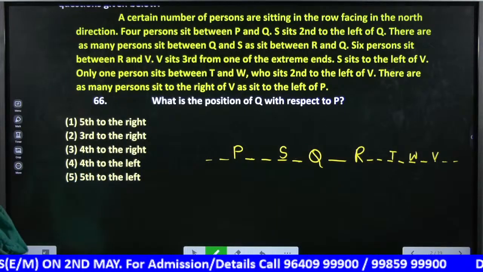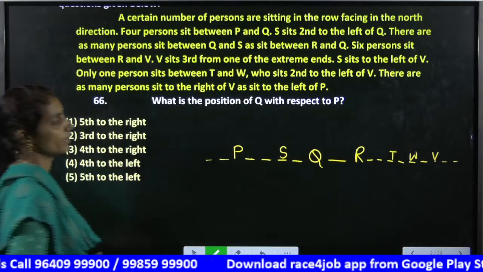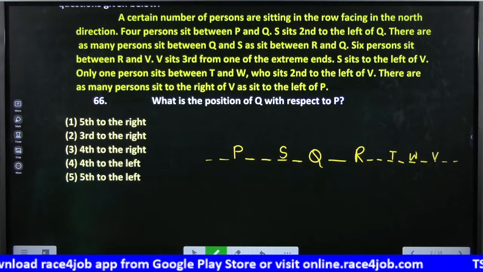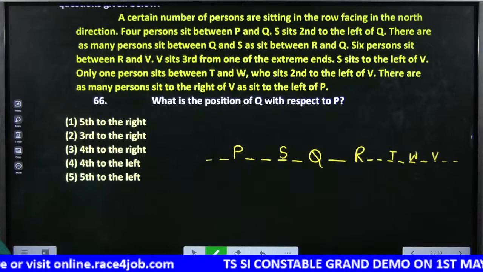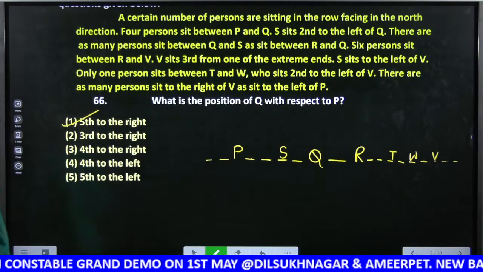What is the position of Q with respect to P? From P, what is the position of Q? It's towards the right side. And at the starting they mentioned there are 4 persons between P and Q. It means 5th to the right. Q is 5th to the right, and in the options here it is the first option.